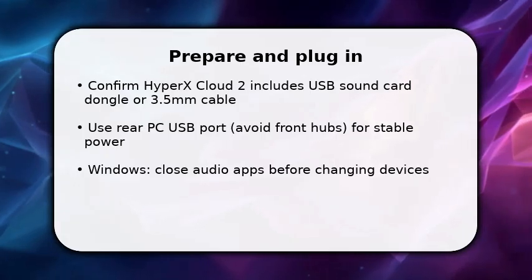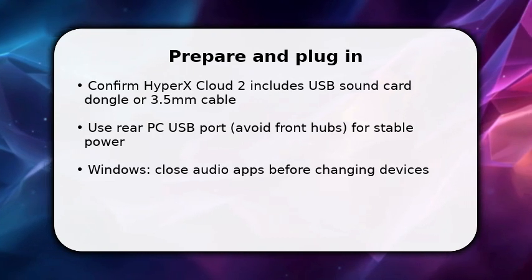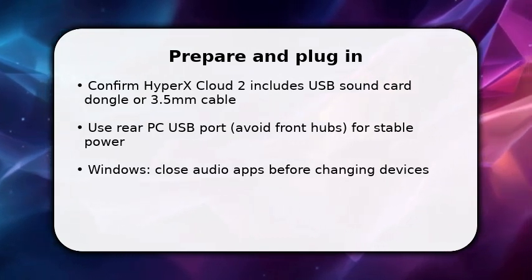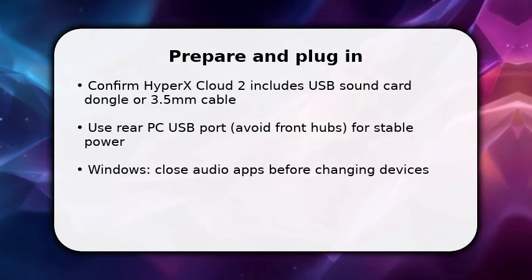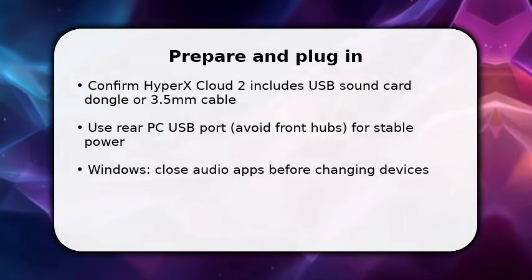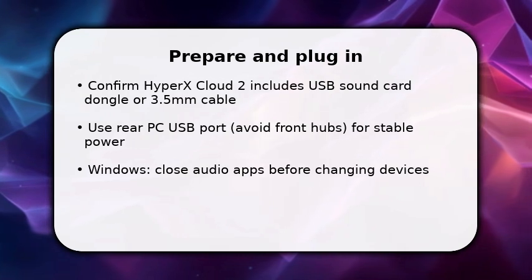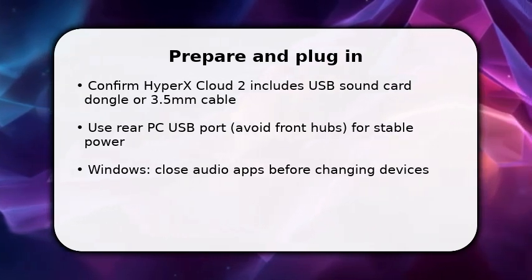You'll start by choosing the connection: USB dongle for Virtual 7.1 or the 3.5mm jack for analog. Plug the headset into the dongle first, then insert the dongle into a rear USB port. This gives stable power and prevents detection issues.